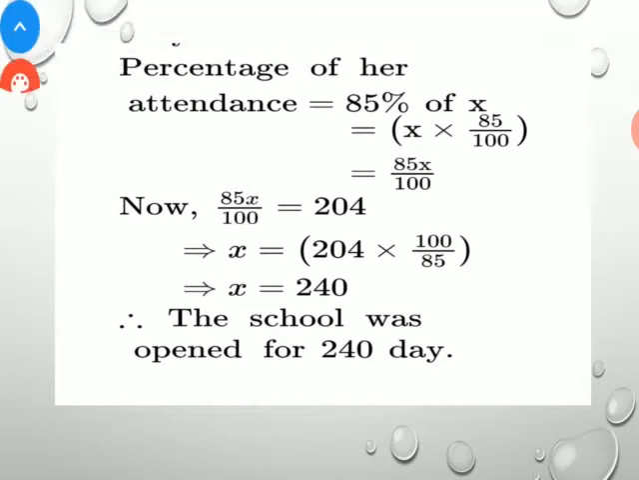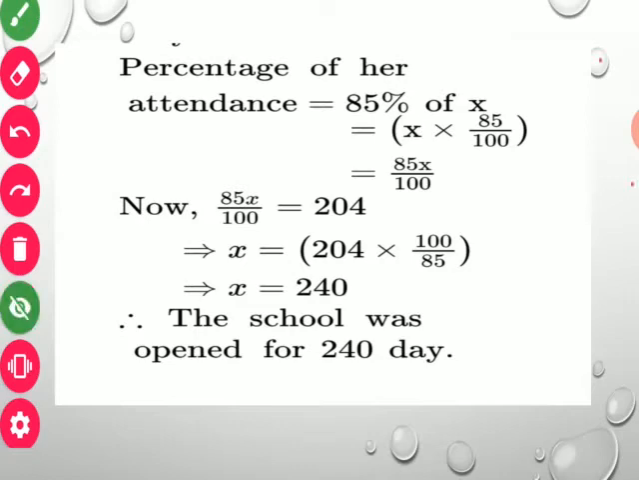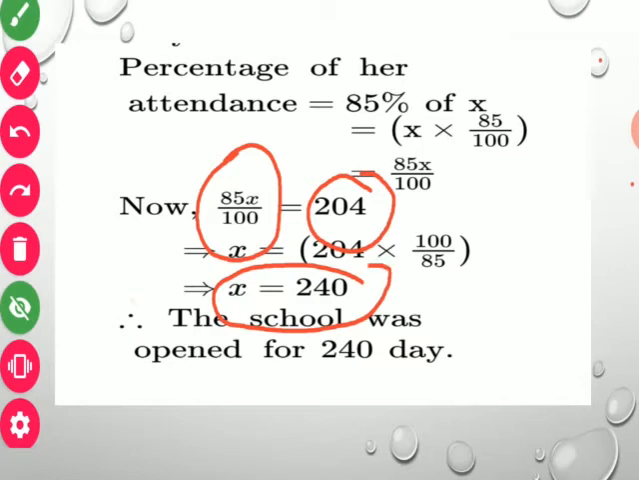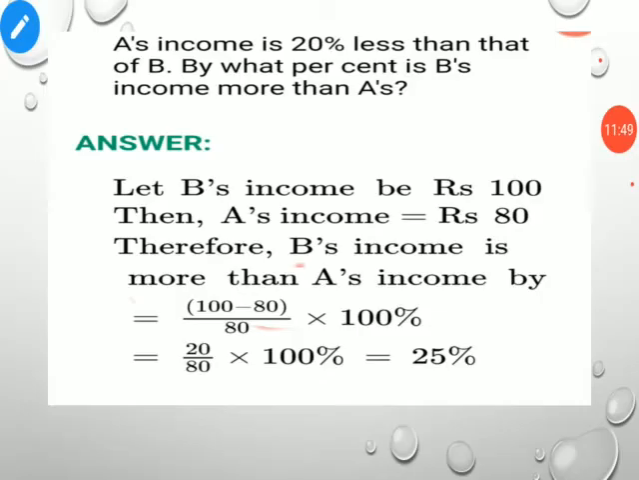So this is the percentage. So the number of days she was present here in terms of X is 85x upon 100, and in the question it is given 204 days she was present. So equate them, do the cross multiplication, and you will get the answer. X is equal to 240. So the number of days the school was opened was 240 days.